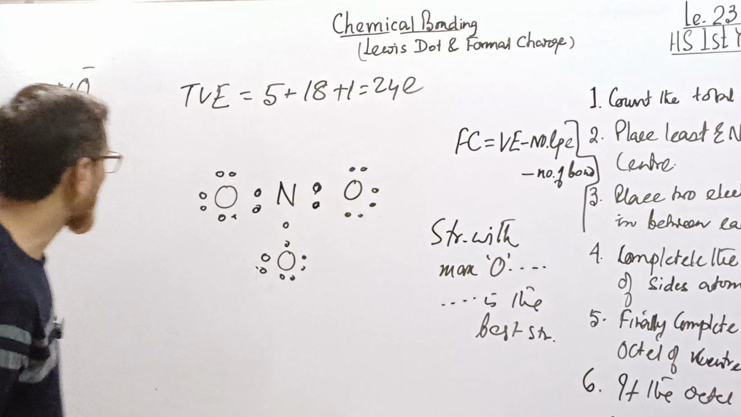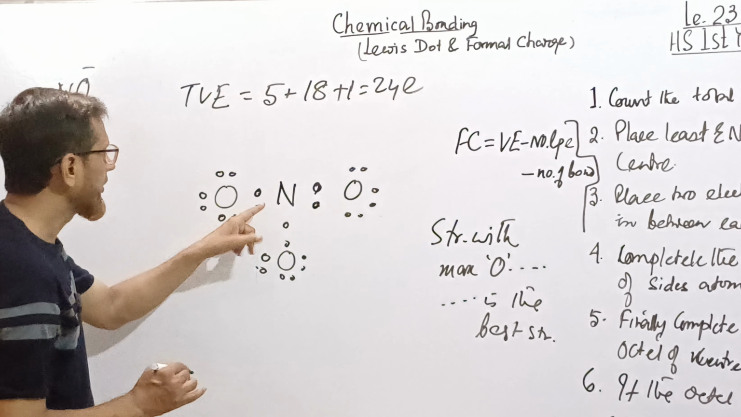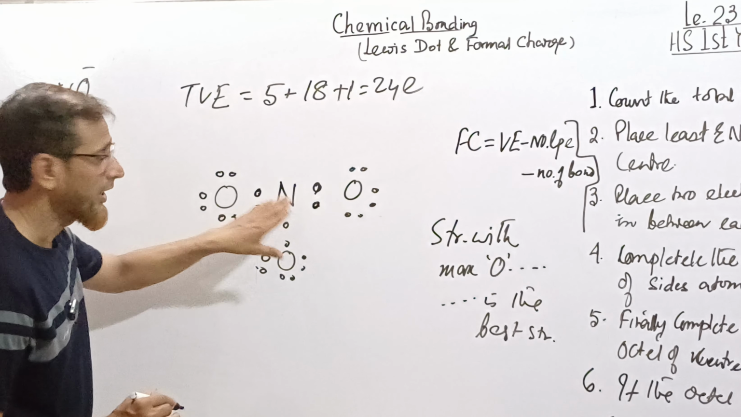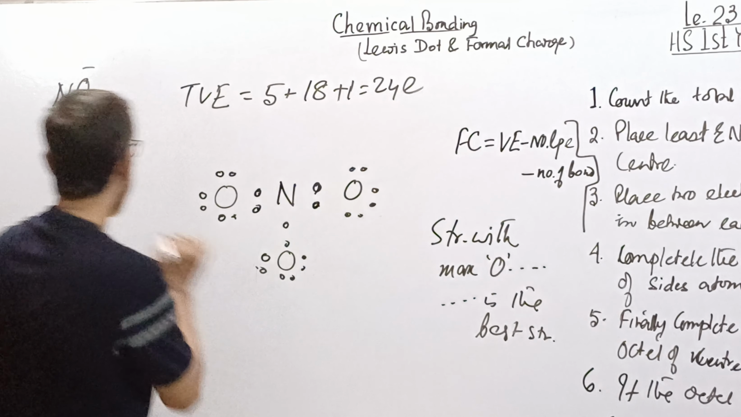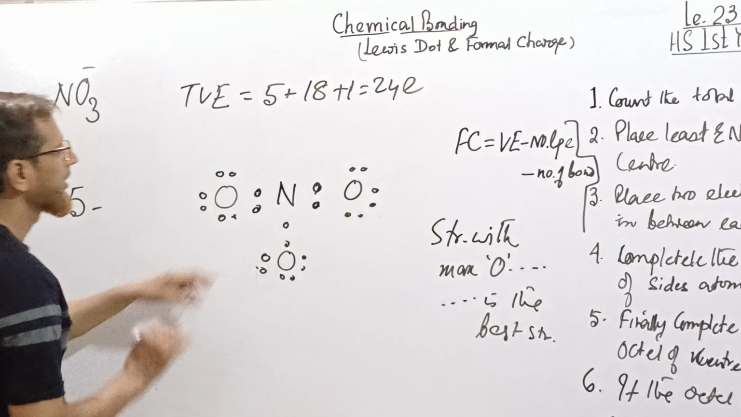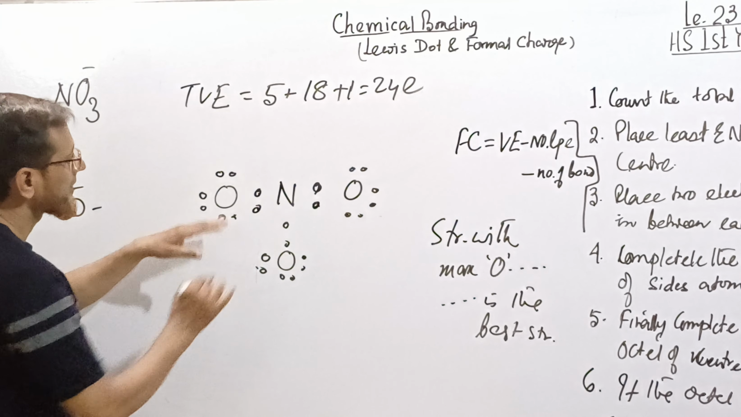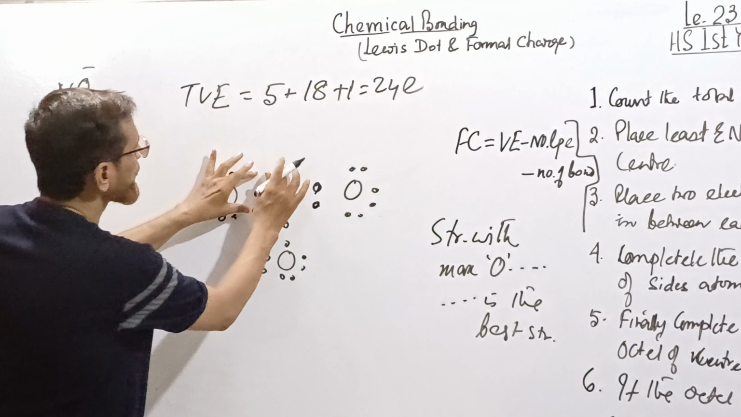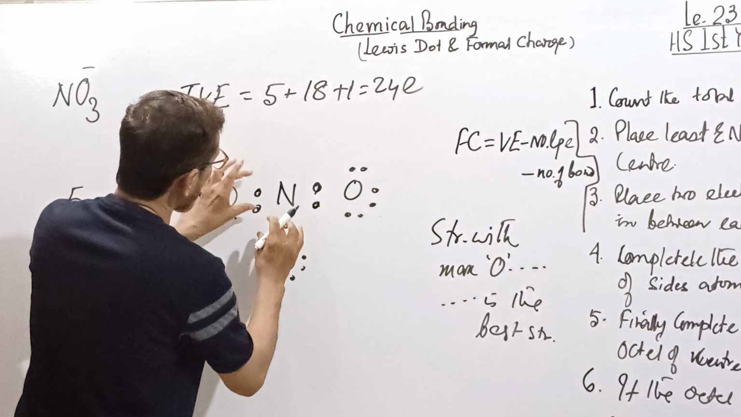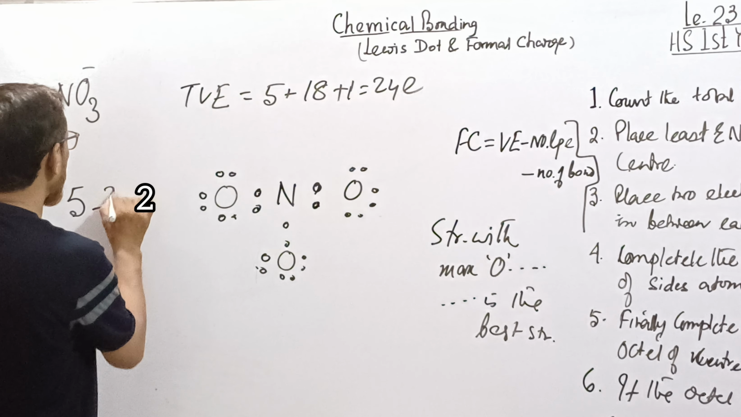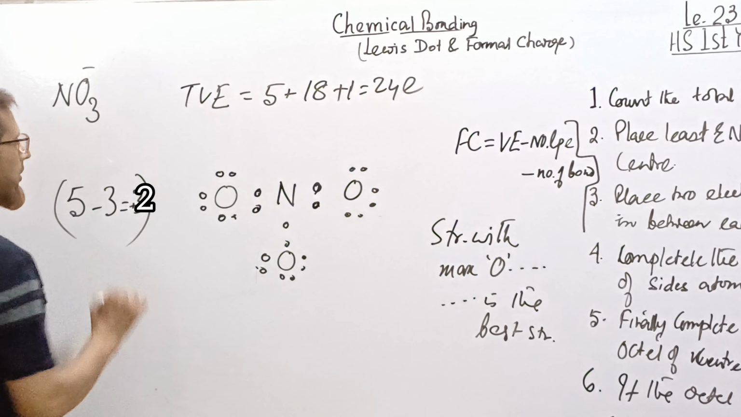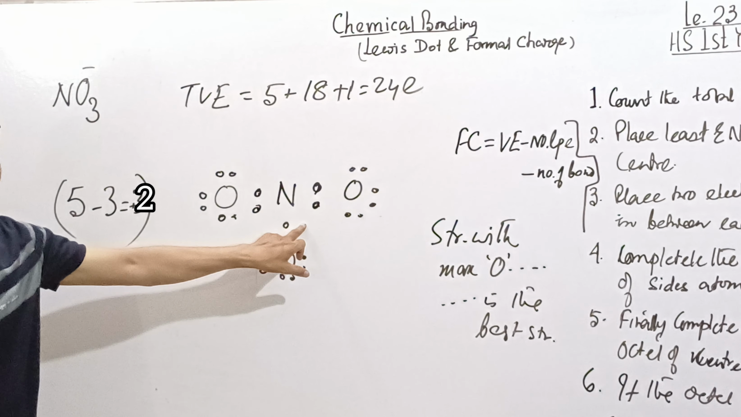I am taking one example. Here, if you find the formal charge of this nitrogen, the valence electron count is 5, minus how many lone pairs? There is no lone pair. All are bond pairs: 1 bond, 2 bond, 3 bond. So 5 minus 3, the formal charge of nitrogen is 3.